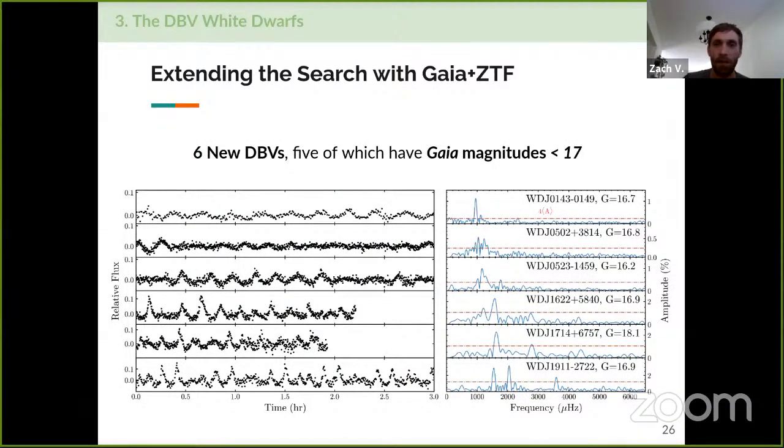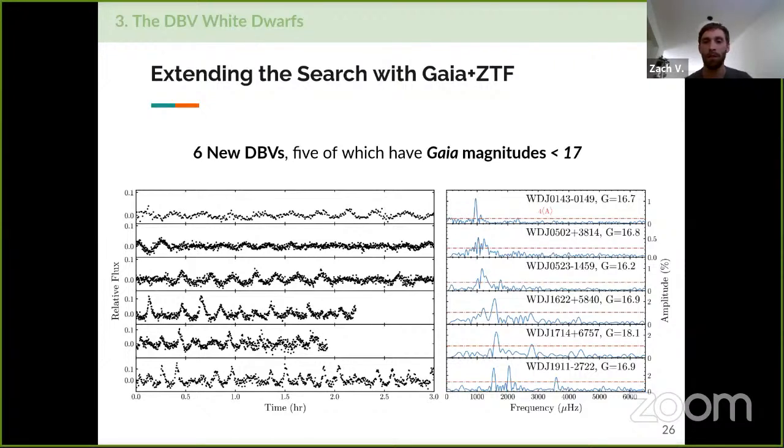So here's the 6 new DBVs that have resulted from identifying candidates with ZTF. And the most notable thing about these is that a lot of them are actually quite bright. So 5 out of 6 have magnitudes less than 17. And this is really just the result of looking at more of the sky.